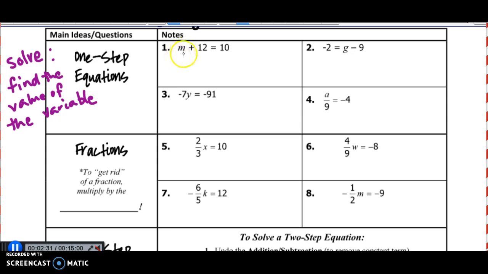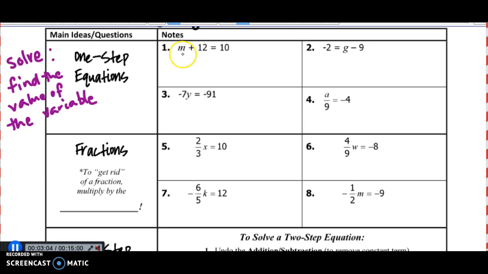So as I look at this first equation here, m plus 12 equals 10. A lot of us can probably look at this and reason through it and say, okay, m stands for a number that when I add 12 to it, I'm going to get 10. So we might be able to visualize what this letter M stands for. If I'm going to add 12 to a number and I'm going to get 10, I'm really ending up with less than what I added. So I'm thinking, okay, M must be a negative number.